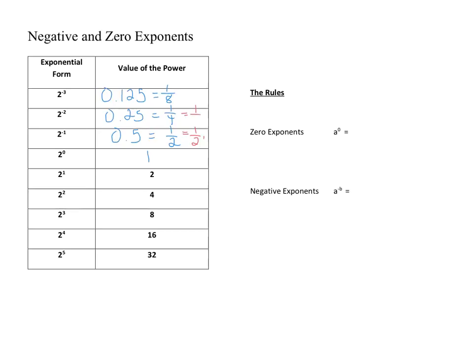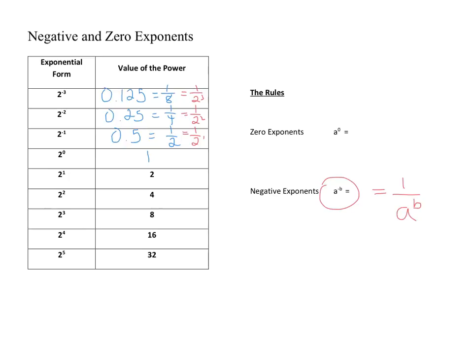This is 1 over 2 to the 2. And this is 1 over 2 to the 3. And that is our negative exponent rule. So basically, when we have a power with a negative exponent, we can rewrite it as 1 over the same power, but with a positive exponent. So the answer will always be a fraction.